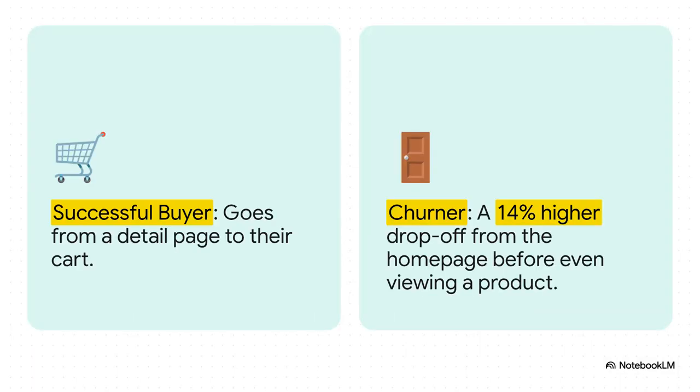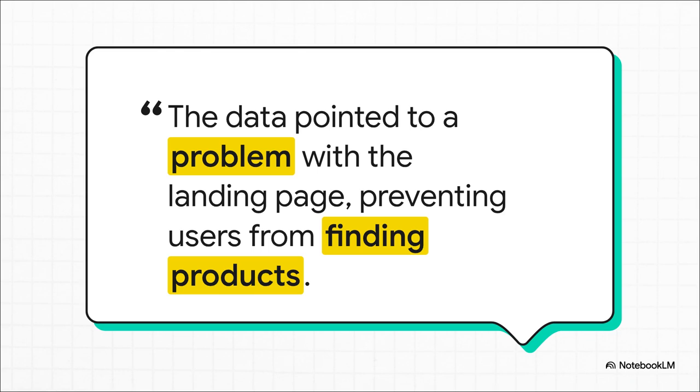The data could not have been clearer. The single biggest difference between someone who bought something and someone who left was what happened on that homepage. The people who were leaving were dropping off at a 14% higher rate before they even looked at a single product. And that was it. That was the smoking gun. It wasn't about promotions or prices. The real culprit behind this massive drop in sales was a fundamental breakdown in the user experience on the most important page of the entire website.